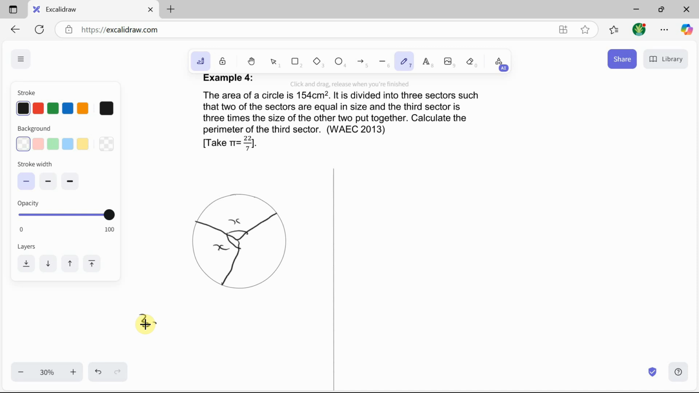So the third sector is 3 times x plus x, the other 2 put together, and that will be 3 times 2x, which is 6x.